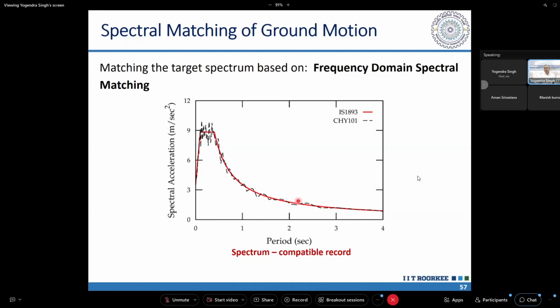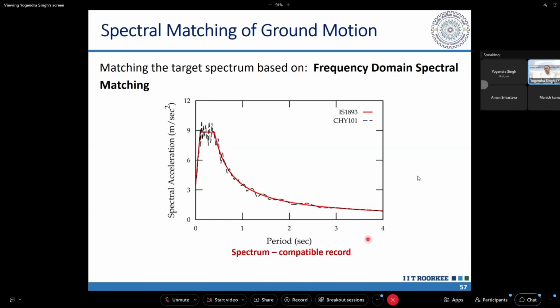If we are not able to do that, we go for what we call frequency domain spectral matching. When we are doing frequency domain spectral matching, the frequency characteristics of the ground motion are altered, so the ground motion becomes somewhat unnatural. This we have to keep in mind. Whenever we are doing frequency tweaking or some intervention in the frequency domain, the natural characteristics of the earthquake get lost.